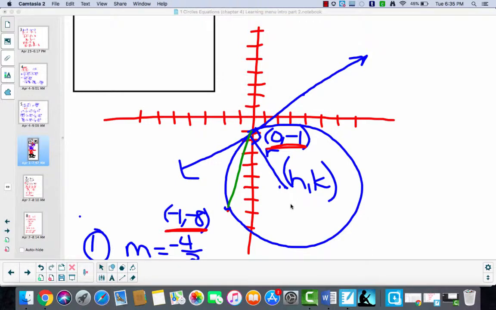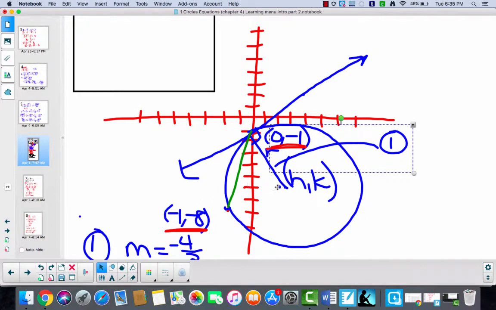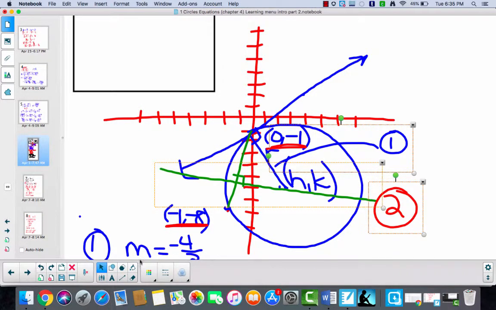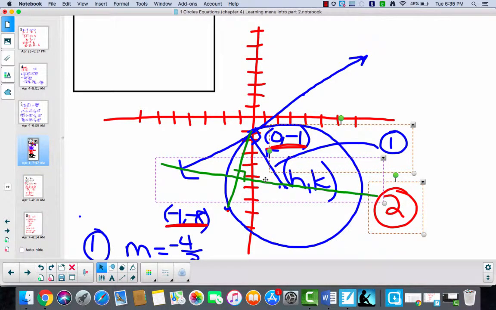And like we saw in our previous example, we know that this radius and the perpendicular bisector of this line will intersect at the center. So we're going to look at line 1 being the radius of this line, and line 2 being the perpendicular bisector of this chord between (0, -1) and (-1, -8).